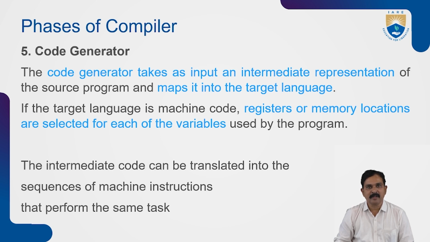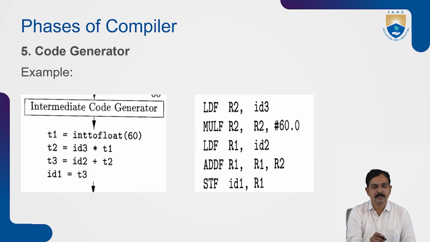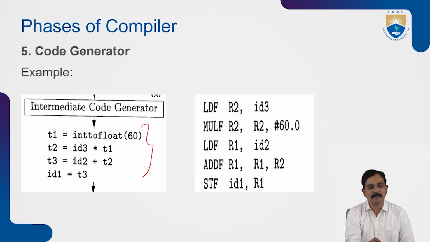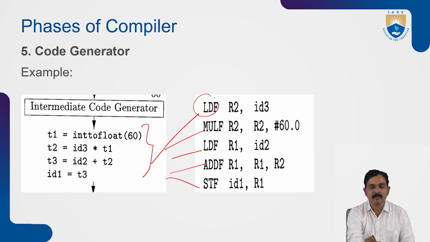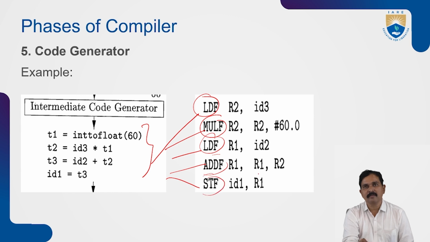Let me show the example. This is the idea of intermediate code generation. Here I am taking the output of intermediate code generation, and here we have to see the instructions. These instructions are understandable by the machine. It's not directly machine code. We should understand these kinds of assembly language instructions. LDF is load float value. MULF is multiplication of two float values. Again load float value, then addition and store the float value.